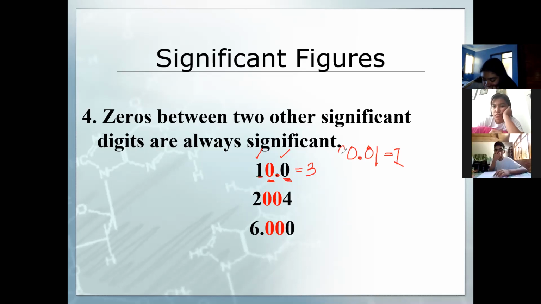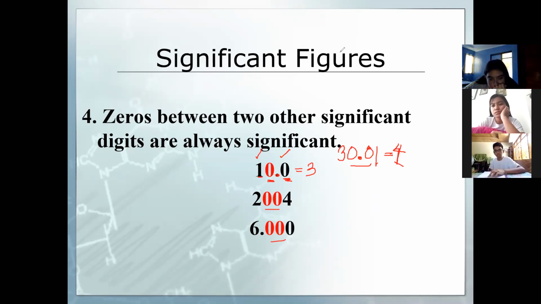Unless we write a number here, then the number of significant figures will become 4, making the two zeros in between, and the two numbers 3 and 1, significant. Similarly, these two are significant and these are also significant.